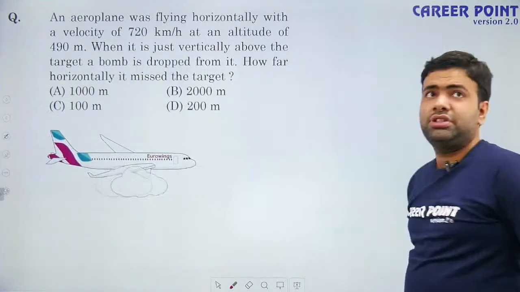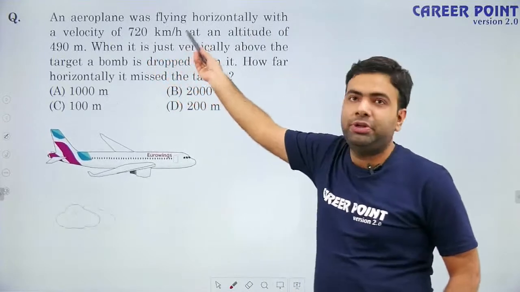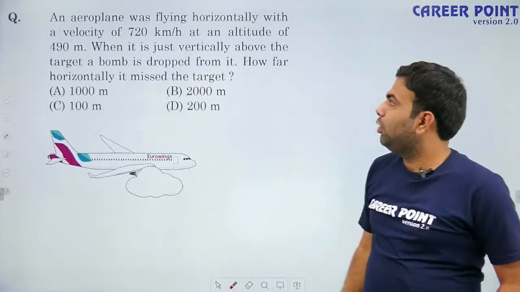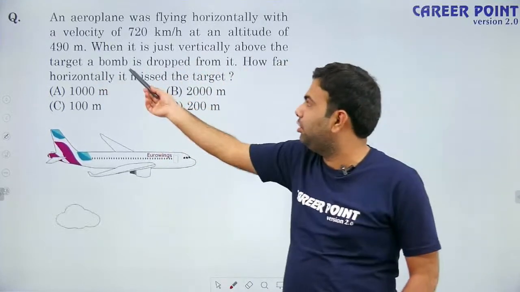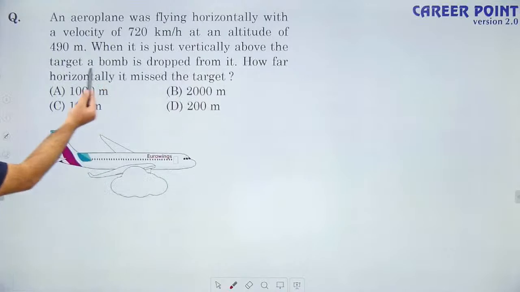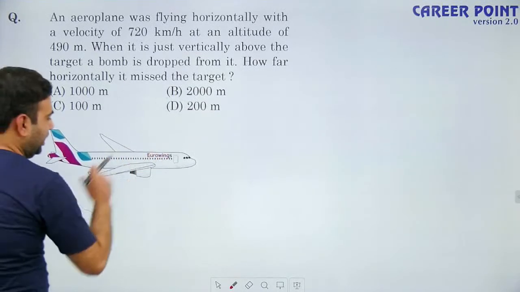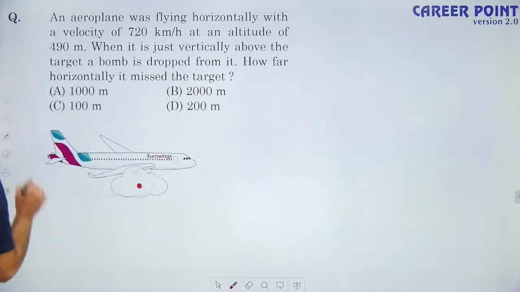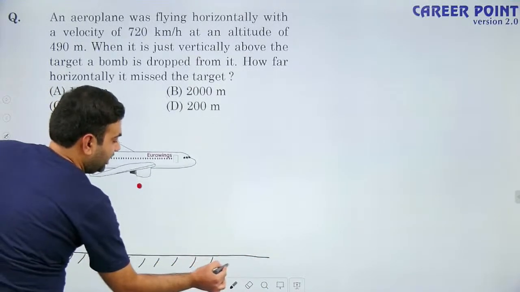See this question. The question says that an aeroplane was flying horizontally with a velocity of 720 km per hour, at an altitude of 490 meters. Now, when it is just vertically above the target, a bomb is dropped from it. Then how far horizontally did it miss the target? The question says that the aeroplane is throwing a bomb when it is just above the target.